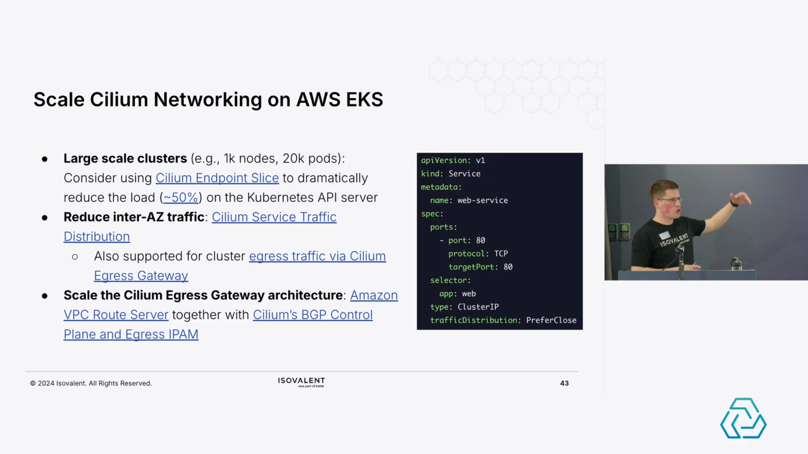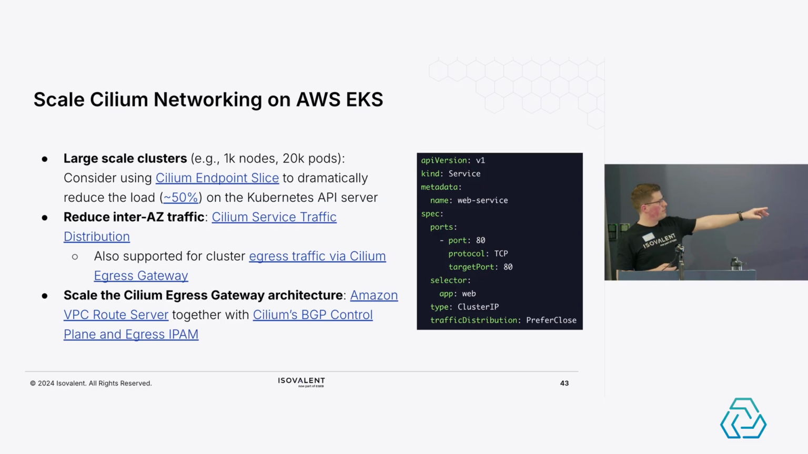So whenever you have a larger cluster, for example above 1,000 nodes, or let's say above 20,000 pods, that's probably the latest time when you should have a look at those Cilium endpoint slices to decrease the load on your control plane. Then another feature which is often requested by EKS customers is, hey, look, Cilium is cool, but we would also like to reduce our inter-availability zone communication, in the end also to have a bit lower latency and so on.